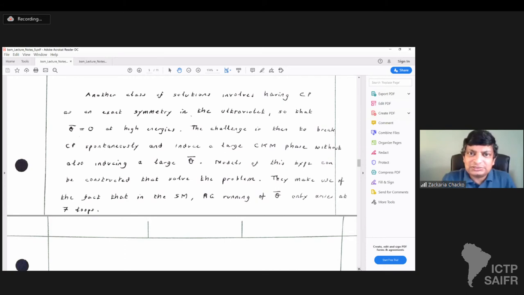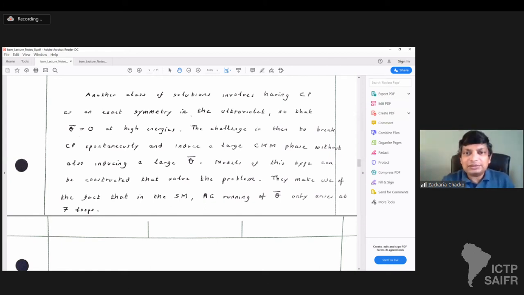There's another class of solutions that involve having CP as an exact symmetry in the ultraviolet, so that theta bar is equal to zero at high energies. Okay, so you just say CP is an exact symmetry of the theory and it's spontaneously broken to give the CKM, but at high energies, really there's no CP violation. And so theta bar is zero.